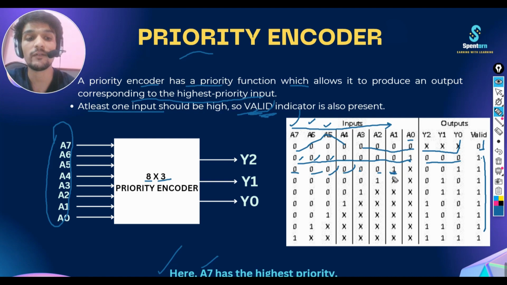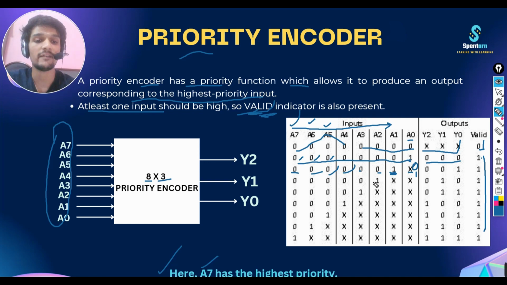So for the value of A1, the output would be 001, right? 001 will give the output as A1, okay? So I have denoted A0 as X. It can be 0, it can be 1. The output would not be affected, because here we are just considering A1 as the highest priority in this case, because every remaining bit was 0, A7, A6, right?